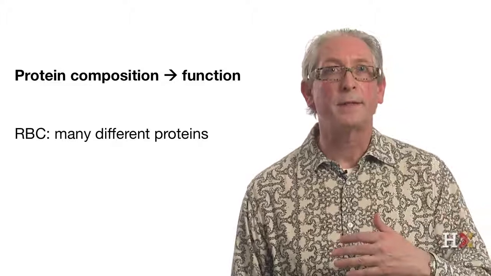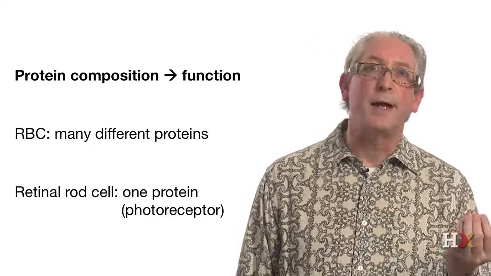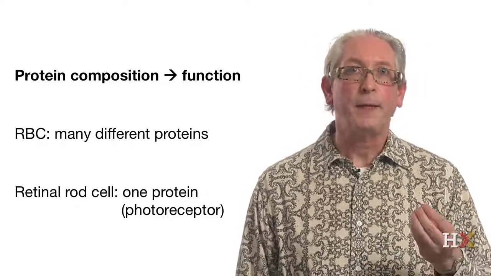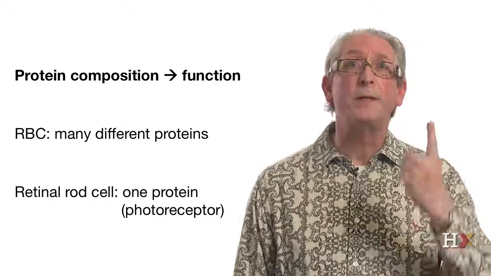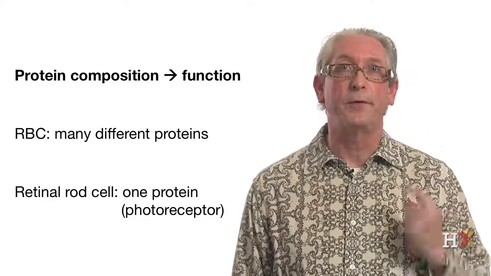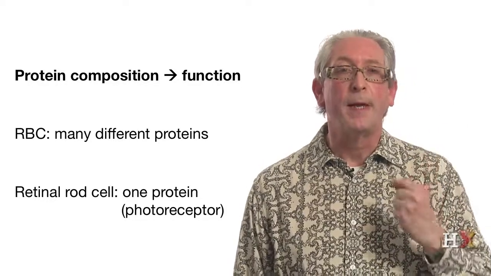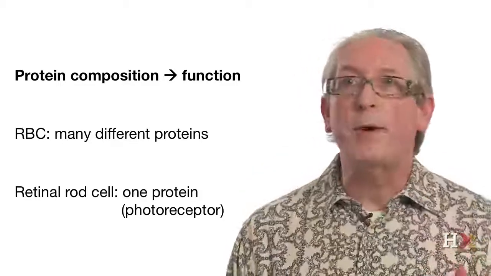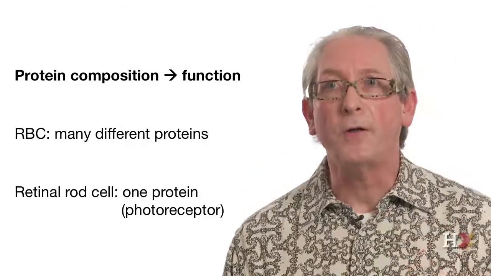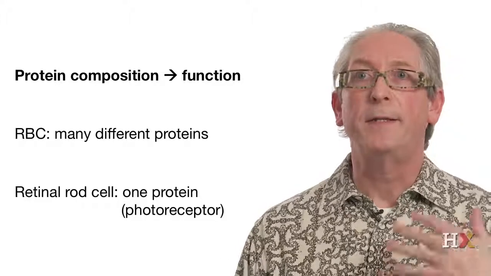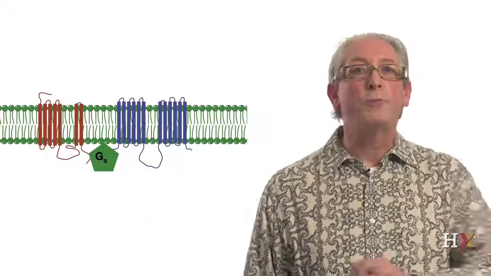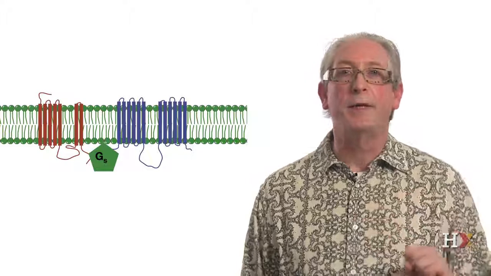In contrast, the rod cells from the retina also have a lot of protein, but it's basically one type of protein, the photoreceptor. And so in a way, membranes performing different functions will have different repertoires of proteins. In other words, the protein composition of a membrane reflects its function. So how do proteins associate with membranes?